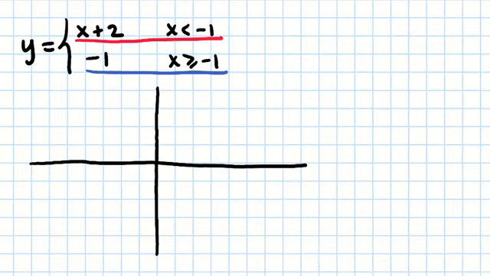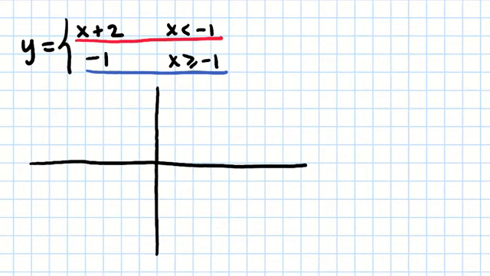Well, y equals x plus 2 in general looks like that line, right? Except this is only valid when x is less than negative 1. So what I'm going to do is get rid of that. I'm only going to start at x equals negative 1. Plug in negative 1 for x and see what it would be if it was equal to negative 1.